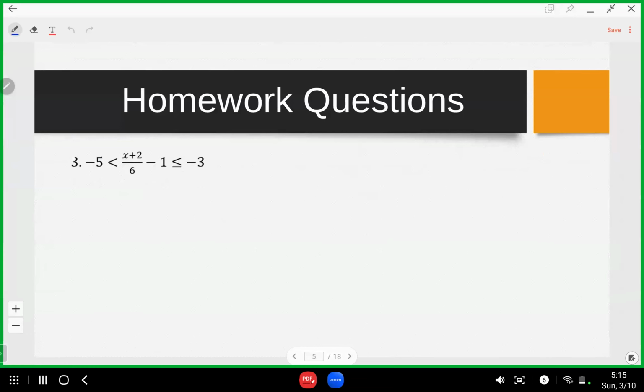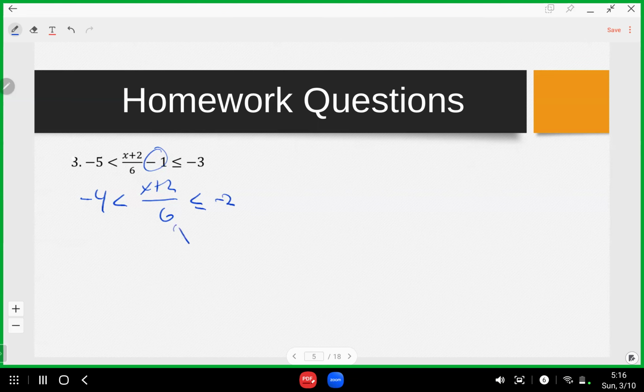First, I multiplied by 6, which I got negative. Whoa. No need to multiply by 6. Move this first. So if you move this, what do you get? You get negative 4. Okay, this is less than x plus 3 over 6, which is less than or equal to negative 2.